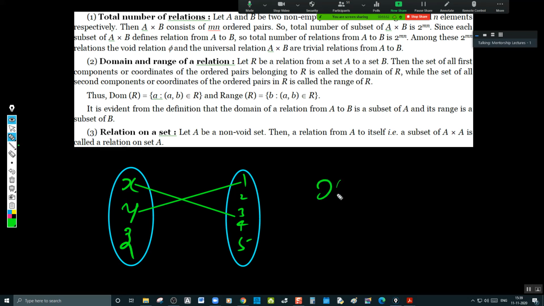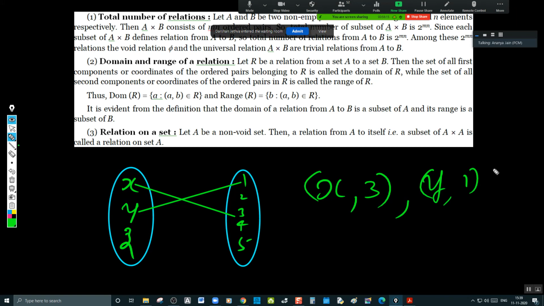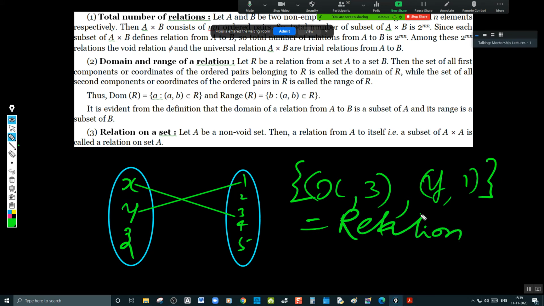So what is that? You have to understand. X1 is there and Y3, X3 is given. X3 we have taken, and Y is also mapping to what? If you respond, that will be more helpful for me. One. Yes, sir. Where is Y mapping? One. So, this is a relation. That is why we said relation is a subset of A cross B.